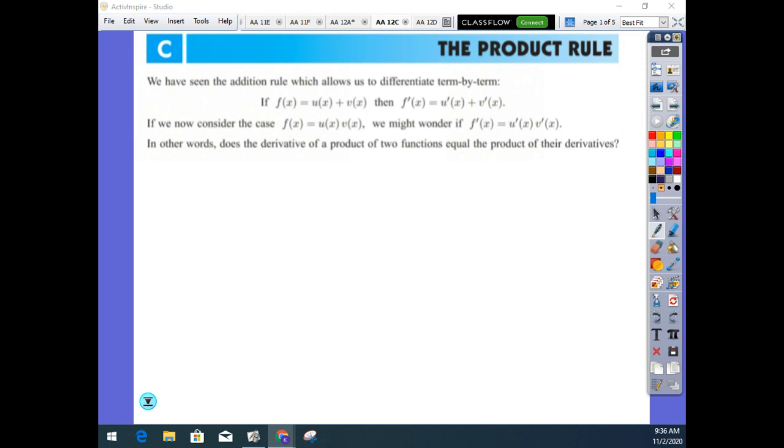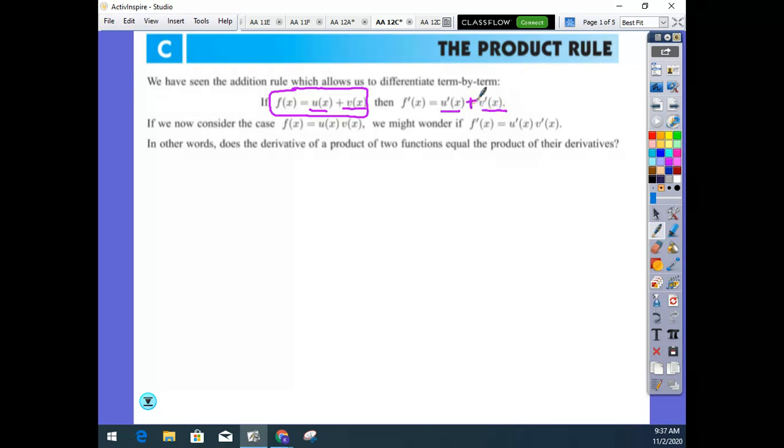Product rule is going to be pretty important. The first thing I want you to think about, when we were adding two things together, we just took the derivative of each one and added them together. So this was one of the basic rules. When you add or subtract, you just do each one individually and add or subtract it.